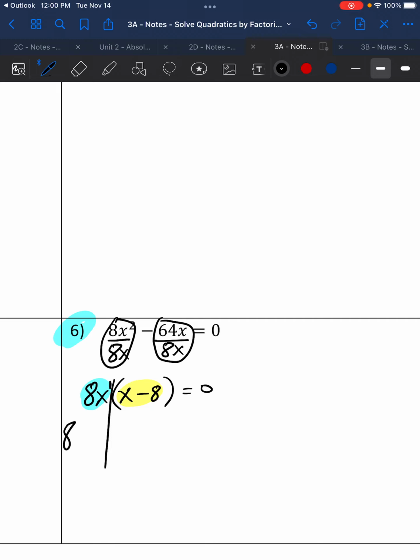So we're going to set both of these, and you notice we don't have a quadratic anymore. We have 8x to the first. That means one of the solutions is there because it's x to the first. Another solution is with the x minus 8 because that's to the first also. Set both factors equal to 0 and solve them. Now the first one you just divide by 8. You get x equals 0. Next one you add 8 and you get x equals 8. There are two solutions.